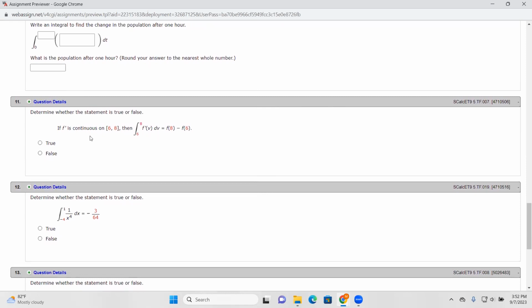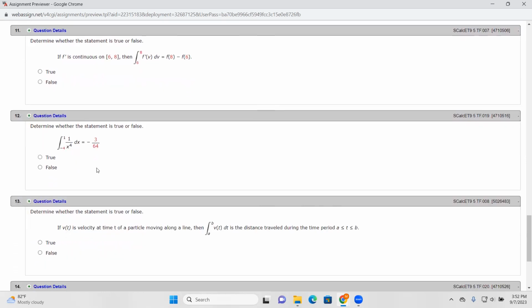Right, that's just the fundamental theorem, right? If f prime is continuous, every continuous function has an antiderivative, and you can compute the area under the curve using the second fundamental theorem. Nothing fancy there. There is a subtlety in this question. Note the bounds here are between -4 and 1. That presents a challenge because this function, 1 over x to the fourth, is not continuous on the interval from -4 to 1. So we can't simply apply the fundamental theorem.